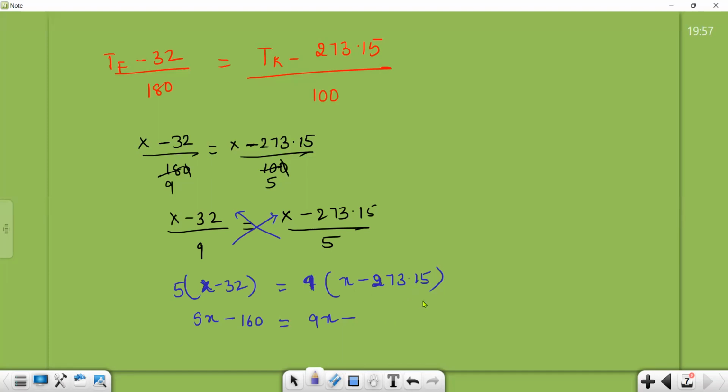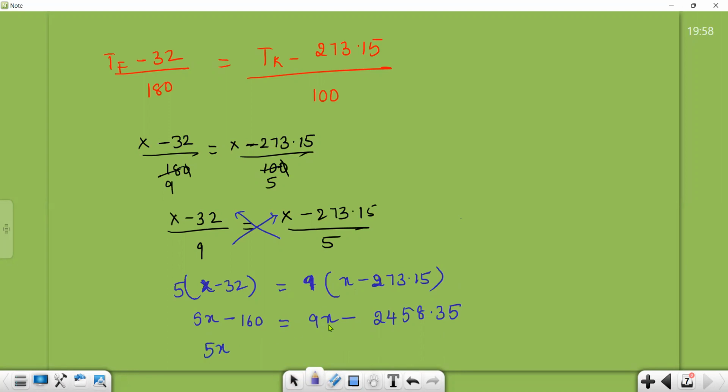How much is 9 into 273.15? Ma'am, I have to do the calculation. Do it and tell me. It's multiplication. Do it. You have to tell me at what temperature Fahrenheit and Kelvin are equal. Ma'am, I got the answer as 2,45,835. Oh, it's not 2 lakhs. It is 2,458.35.